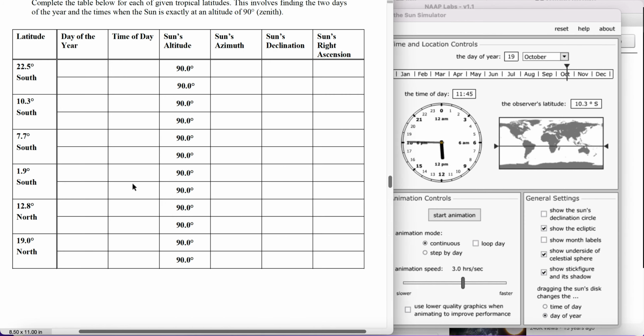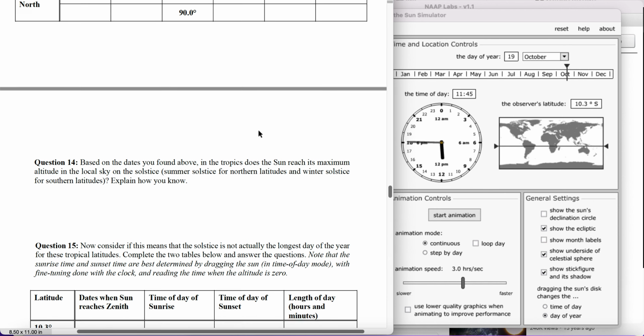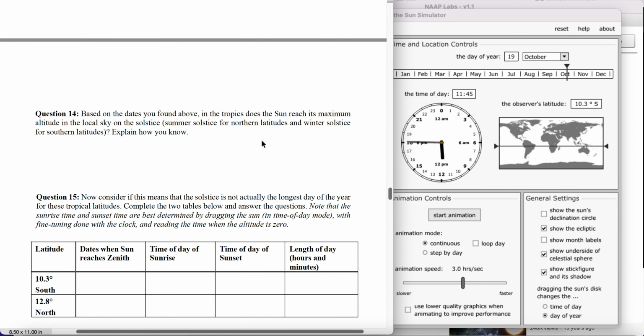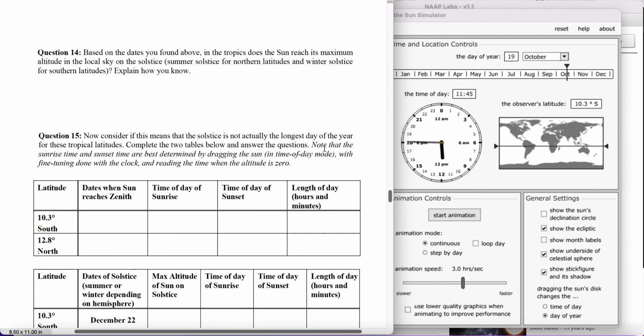But I made sure that all of these, based on the limitations of the simulator in terms of its allowed precision, will give you exactly values of sun's altitude for some day of the year and some time of the day, okay? Now, why do we care about this? Well, you can see it's going to allow us to really understand what the analemma is telling us. So in question 14, it says, based on the dates you have found, in the tropics, as the sun reaches maximum altitude in the local sky on the solstice, the summer solstice for the northern latitudes and winter solstice for the south, explain how you know. I don't want to give that away too much, right? Really think about what you saw.